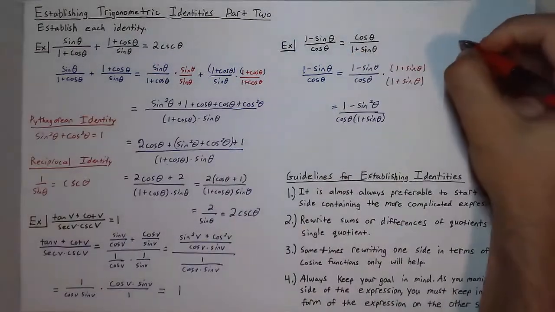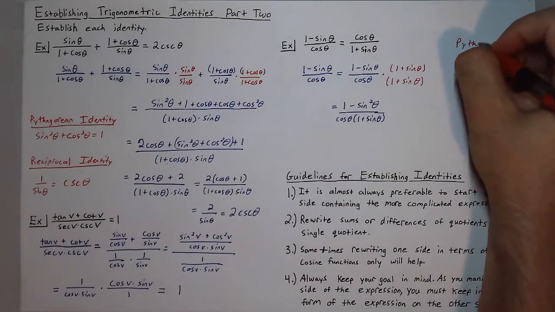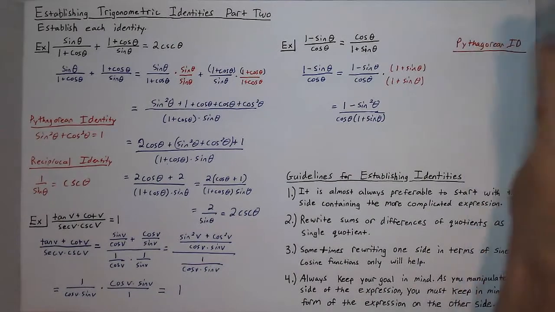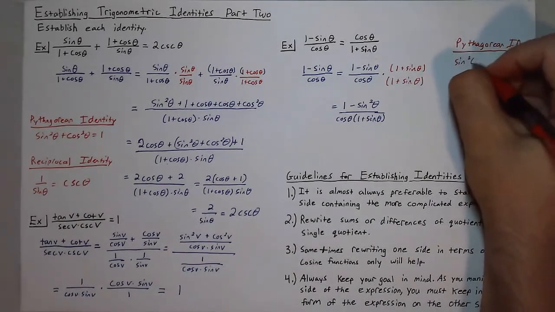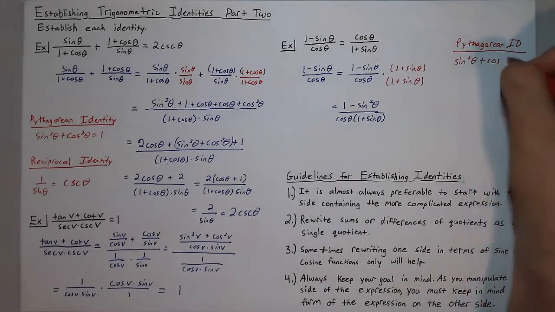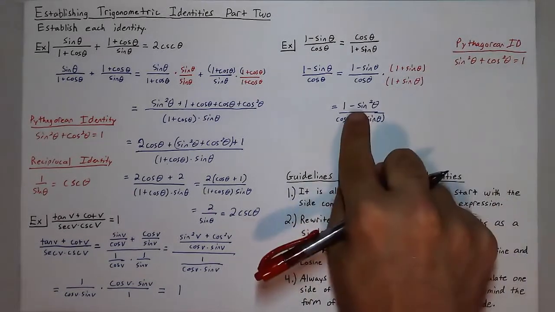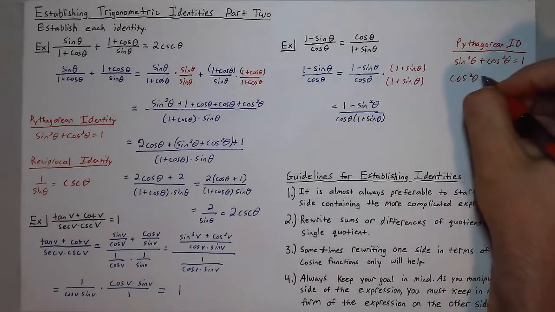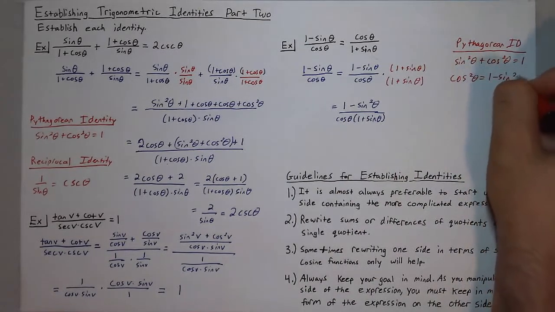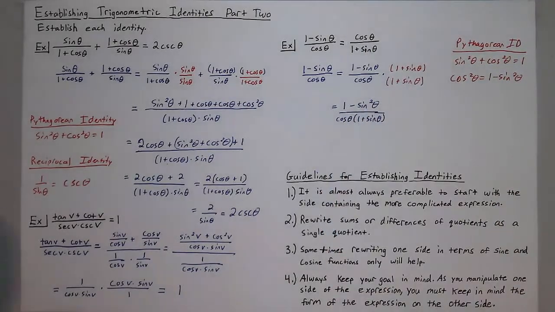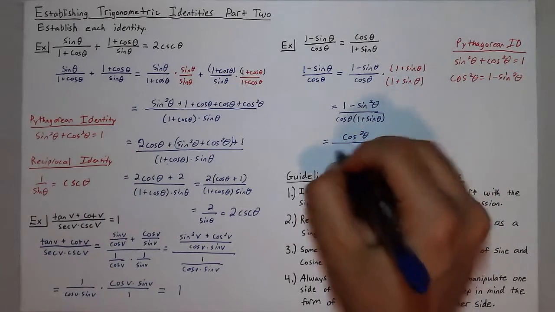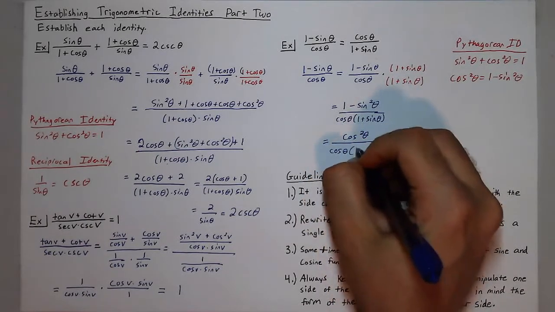Now, thinking about my Pythagorean identity, sine squared theta plus cosine squared theta equals 1. If I were to subtract sine squared theta, I would get 1 minus sine squared theta on the right. And now I see that 1 minus sine squared theta can be replaced with cosine squared of theta, all over cosine of theta times 1 plus sine theta.